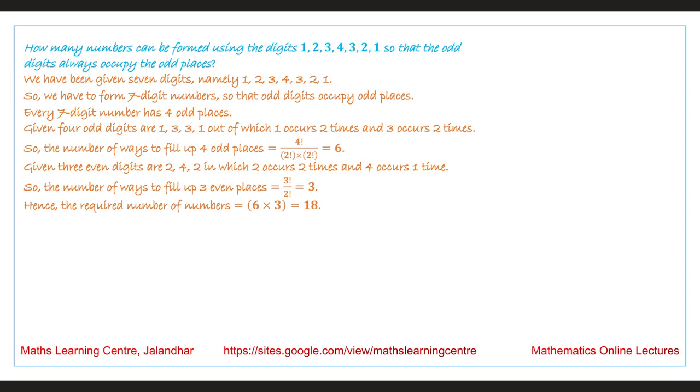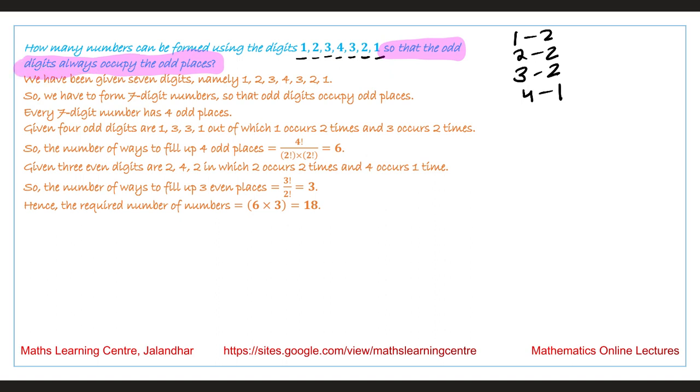Next is, how many numbers can be formed by using the digits 1, 2, 3, 4, 3, 2 and 1. So we are having 1 twice, 2 twice, 3 twice, and 4 one time. But what condition is given over here? That the odd digits always occupy the odd places.